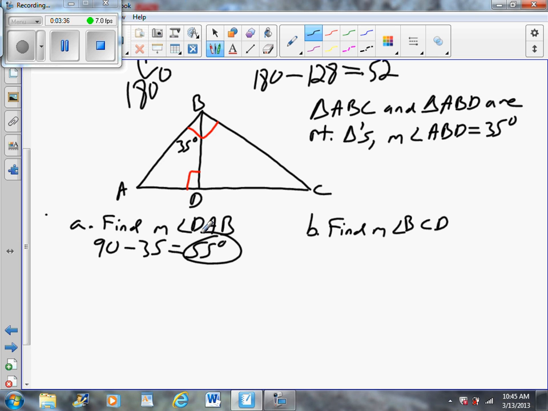Now that we know this, we need to find the measure of angle BCD. Now, how can we find that? So we know that this is a 55 degree angle. We're basically solving for the angle measures in this thing. What would be the measure of angle BCD?